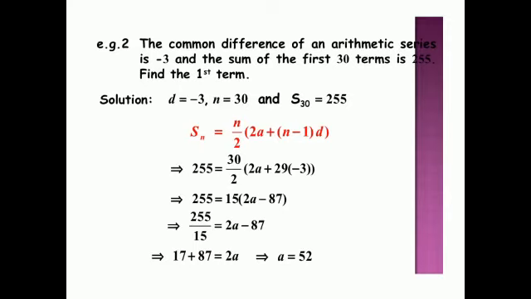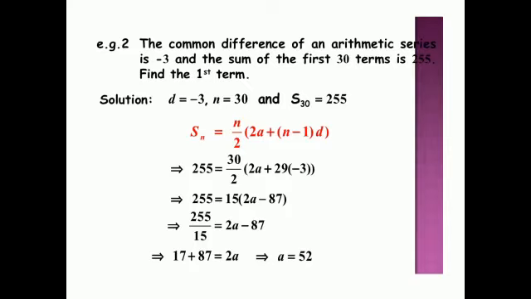You can see here the common difference of the arithmetic series is minus 3 and the sum of the first 30 terms is 255. Find the first term. So we can write what we know from the question. Common difference d is equal to minus 3, and first 30 terms, that is n is equal to 30, and the sum of 30 terms S30 is equal to 255.